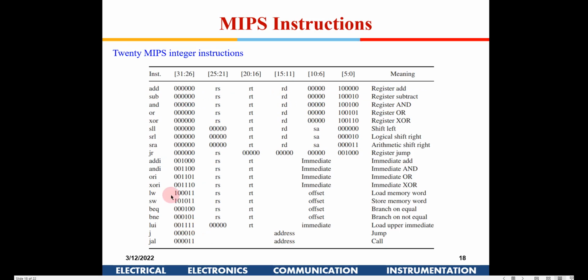If you see here, these are the various instructions. These are 32 bit, right? For add, bits 26 to 31 will all be 0 for these instructions. Here will be the register numbers. There are 32 registers, so 5 bits will be required to declare each register. 0 means register 0, 1 means register 1.